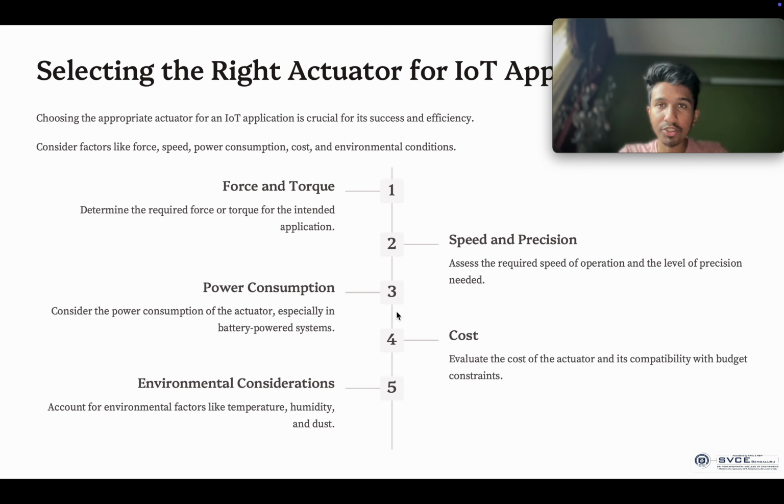The selection of the right actuator for IoT applications. Selecting the actuator based on the IoT application is very crucial for its success and efficiency. We should consider factors like force, speed, power consumption, cost, and environmental conditions. Force and torque determine how much force is required for the application. Speed and precision assess the required speed of operation and the level of precision needed. Power consumption: consider the power consumption of the actuator, especially in battery powered systems.